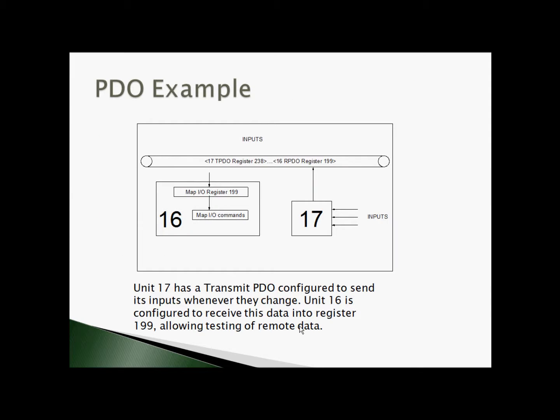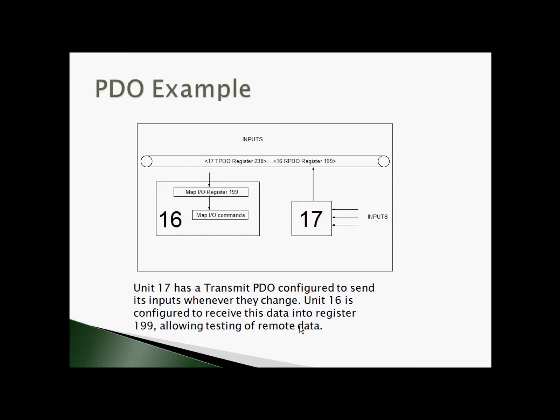Here's a PDO example. We have node 17 transmitting its input register. So when any of the inputs vary, whenever they change, we automatically generate a frame. And we normally set it to also transmit a frame on a periodic basis, such as every 20 milliseconds, which is useful if you're monitoring the bus. You do not have to have seen the original transition.